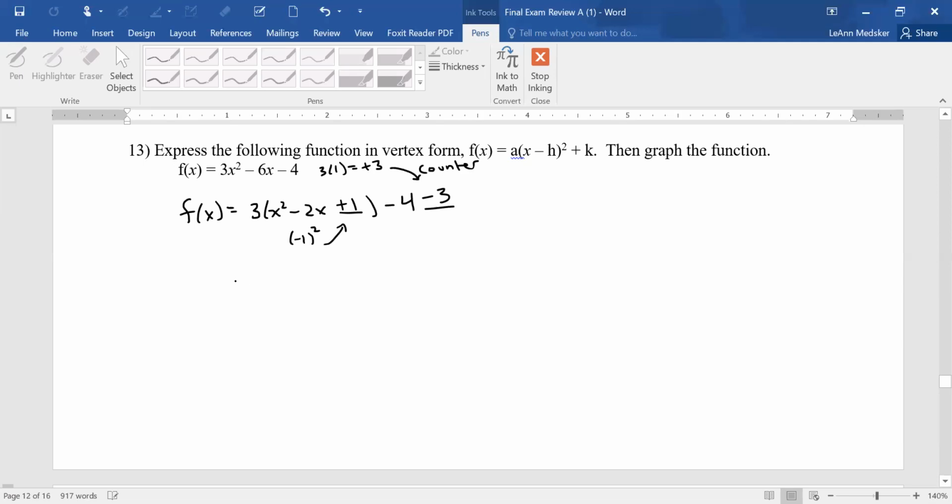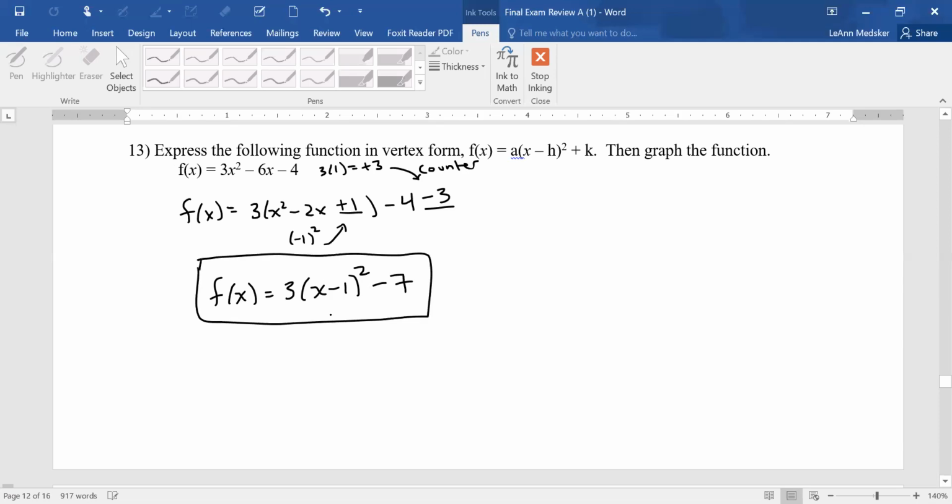Okay, so this then becomes something factorable. This is 3 parentheses x minus 1 squared, because it's always this number right when you cut it in half. And then this is minus 7. So that is my vertex form. The reason this is nice is you can pull the vertex out. It's opposite of the number in the parentheses and exactly the number at the end. So 1, negative 7 is my vertex.